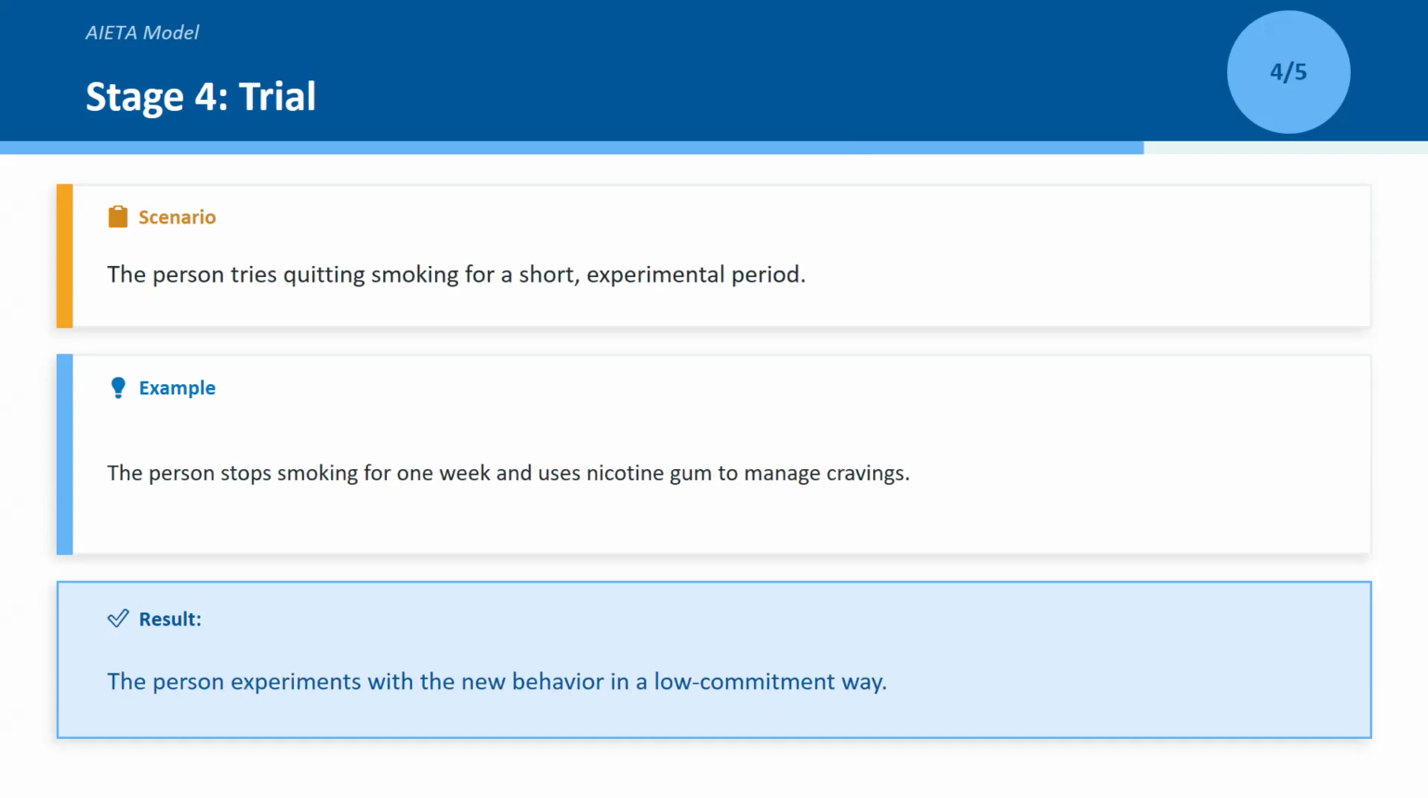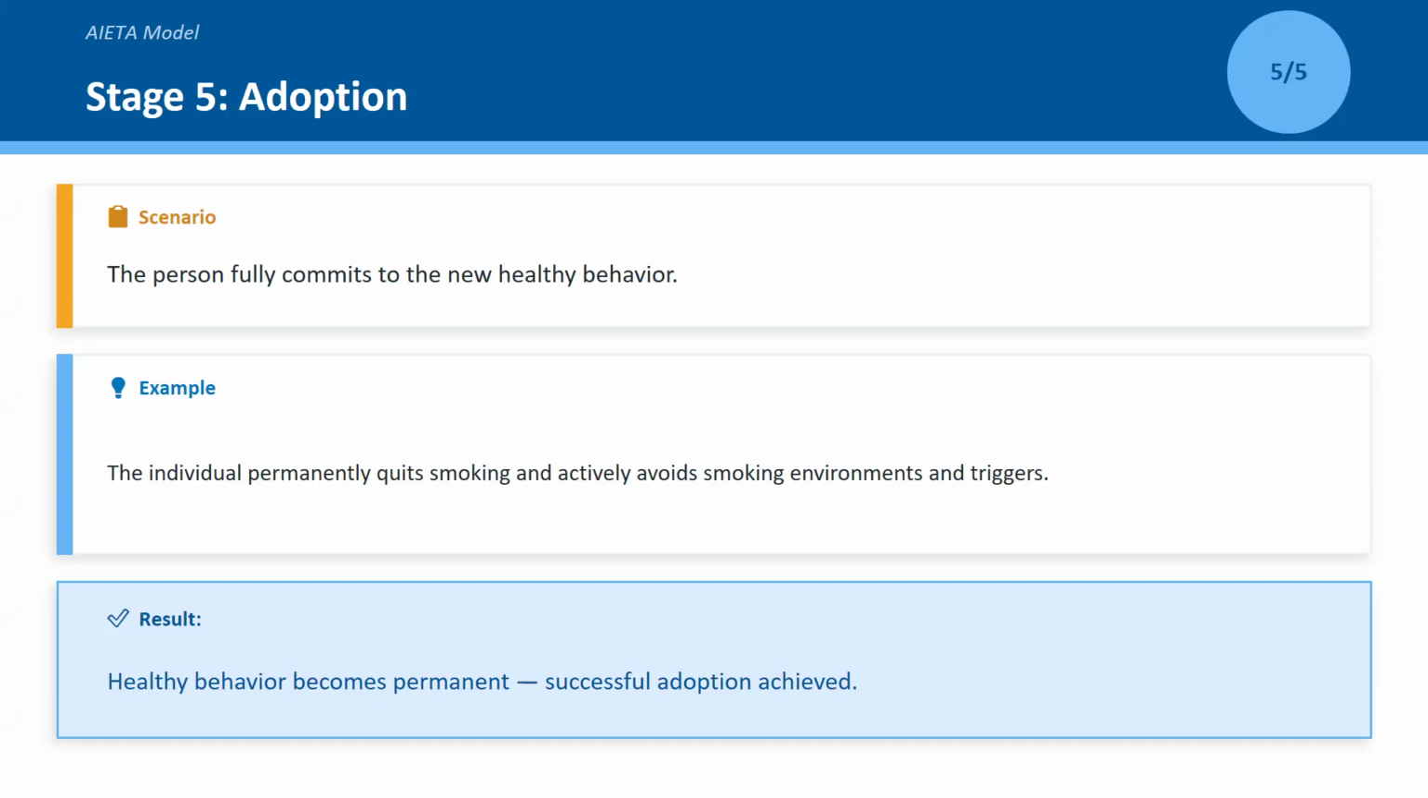The fourth stage is trial. The person tries quitting smoking for a short experimental period. For example, the person stops smoking for 1 week and uses nicotine gum to manage cravings. The result is that the person experiments with the new behavior in a low commitment way. The fifth stage is adoption. The person fully commits to the new healthy behavior. For example, the individual permanently quits smoking and actively avoids smoking environments and triggers. The result is that healthy behavior becomes permanent and successful adoption is achieved.